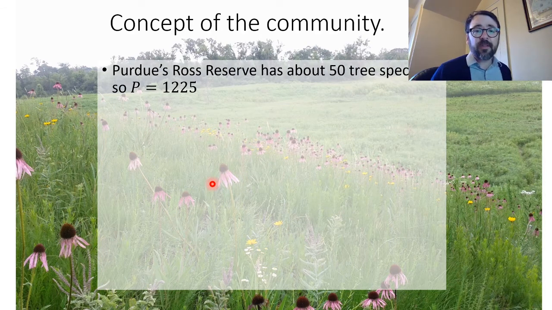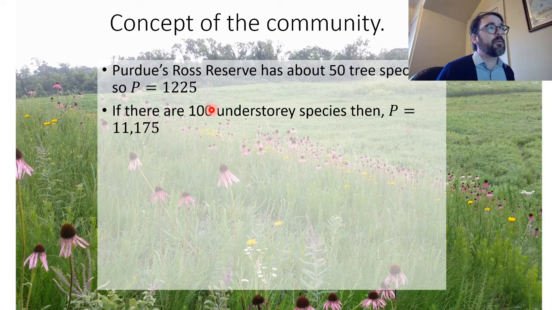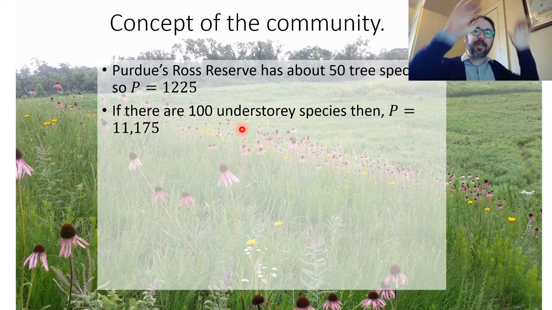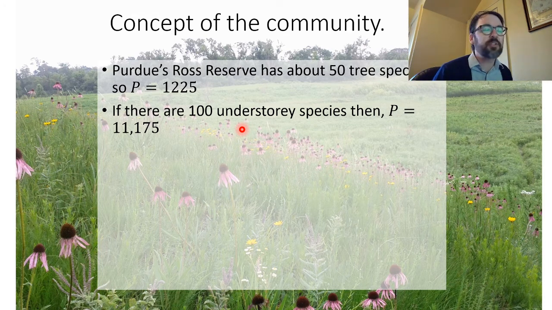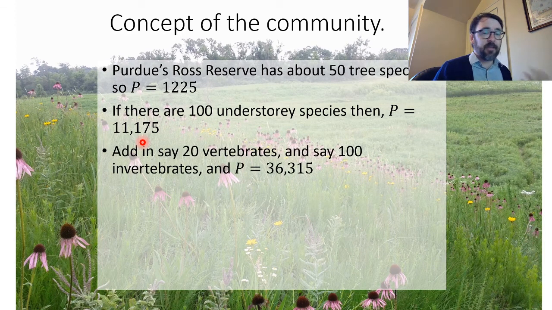But the trees aren't the only thing out there, right? We were actually going to go out this week and study the understory spring ephemeral community. There's actually a ton of beautiful flowers out there. I'm really sad that I can't take you out there to see all these beautiful flowers, that they all flower before the trees close their canopies so they can do photosynthesis without any shade. But if we pretend that there's 100 of those, plus our 50 species of trees, then P goes up to 11,000 and change.